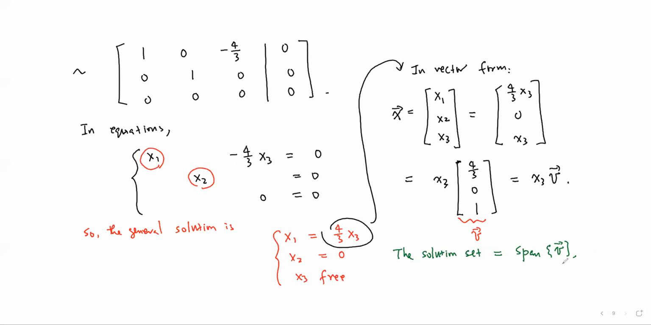Now let me plot all the points in this set. We plot the points in R3. The general solution is x3 times v. What is v? v is (4/3, 0, 1).